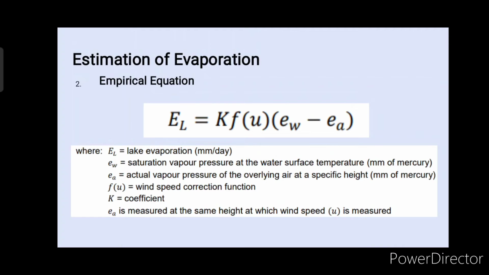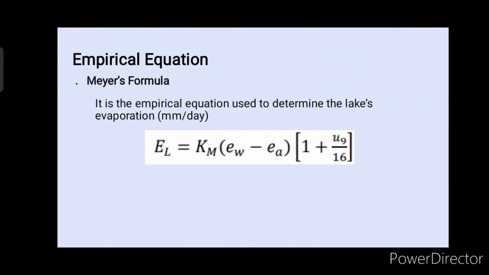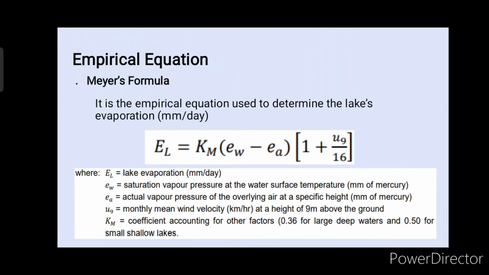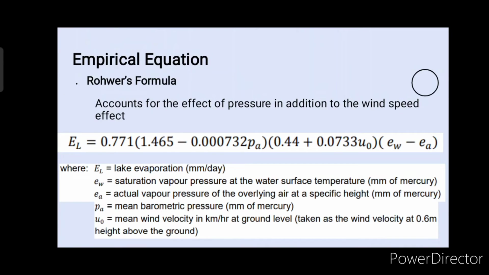Next we have Meyer's formula. It is the empirical equation used to determine the lake's evaporation. The formula is flashed on the screen. Next, we have Rohwer's formula. This accounts for the effect of pressure in addition to the wind speed effect. So the formula is given.